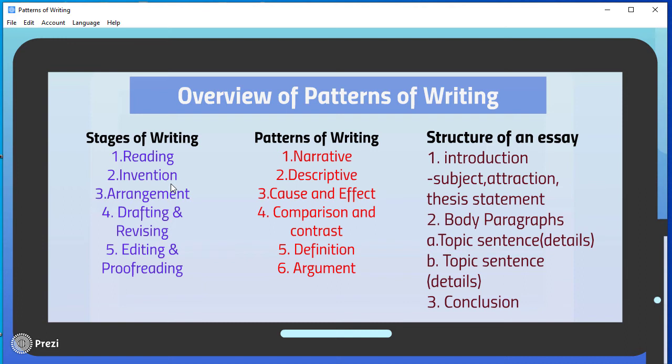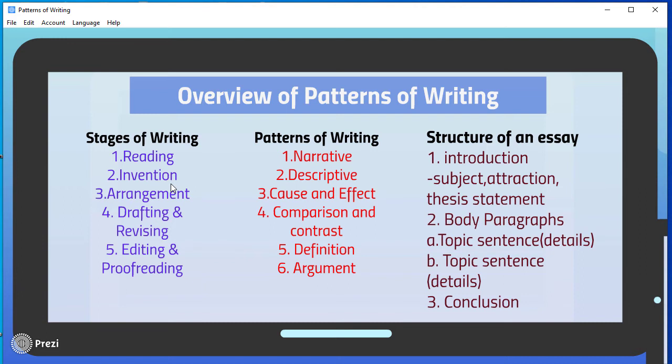While you are writing, you find something more about it, and you learn what you know and what you need to know more. That's what you do in invention. And arrangement: the subject matter, the content that you have studied, you need to arrange in order. You need to arrange them in order in the third stage. You need to find out the patterns of writing at this stage also.